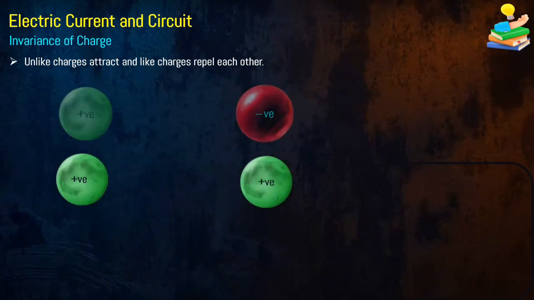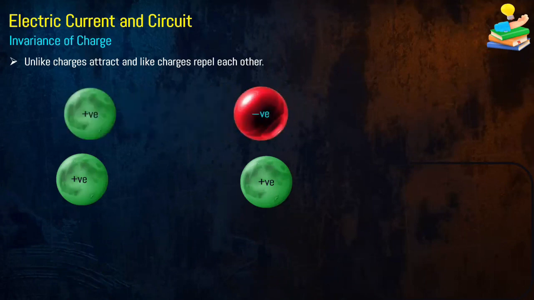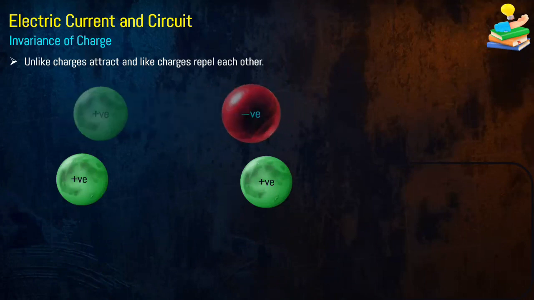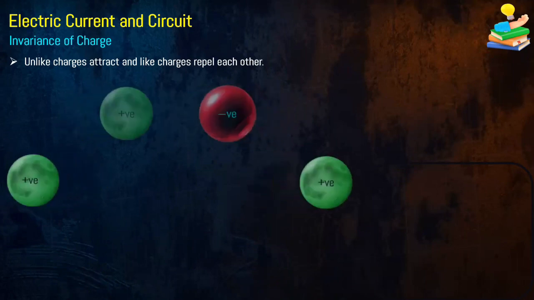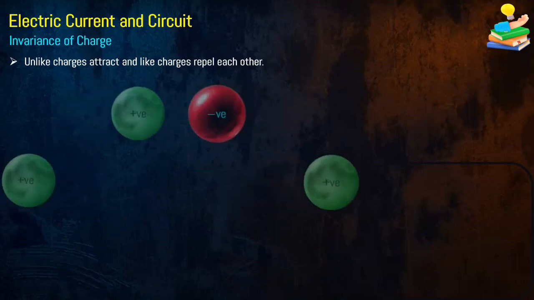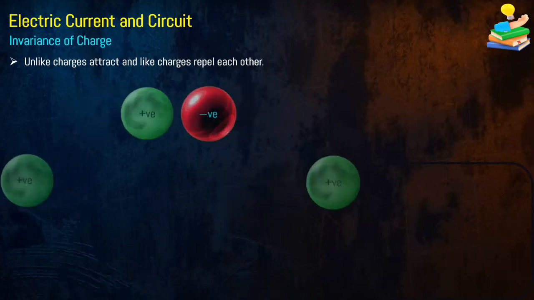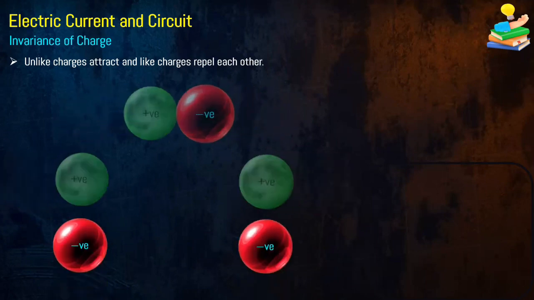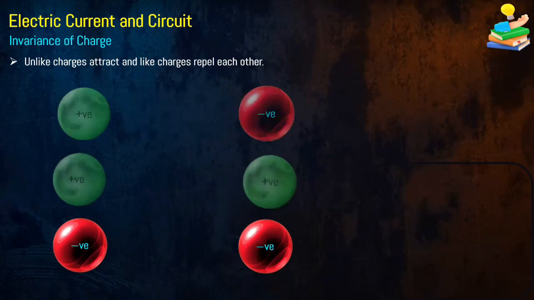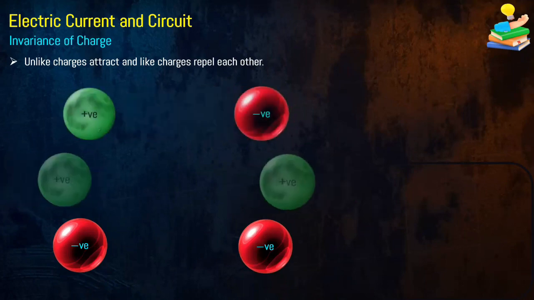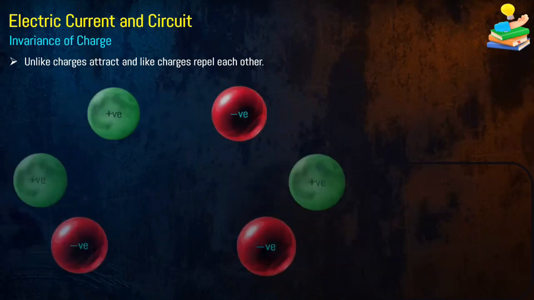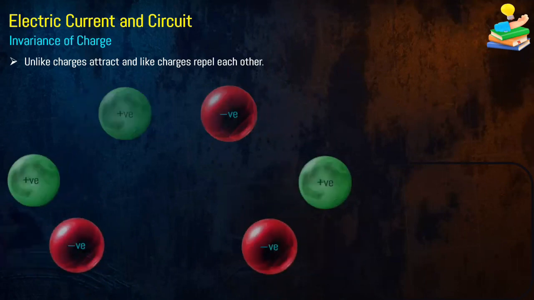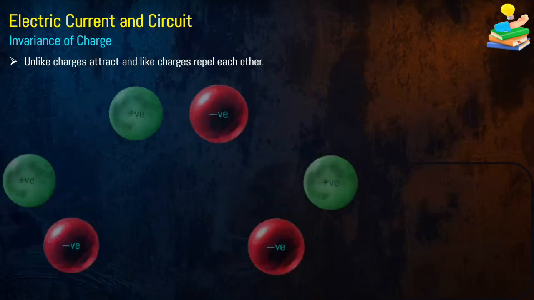Now take two positive charges. Two positive charges means what? Like charges. Like electric charges will repel. How are they repelling? Just observe. Like charges will repel each other. Now coming to two negative charges. Two negative charges are nothing but like charges. Like charges will repel. Observe. Here, unlike charges will attract each other and like charges will repel each other.